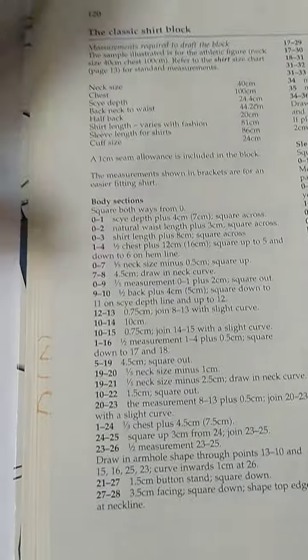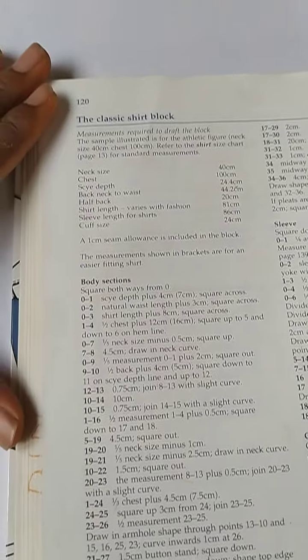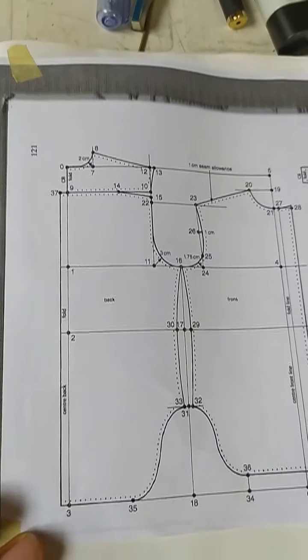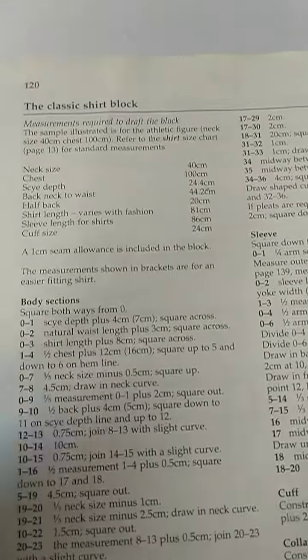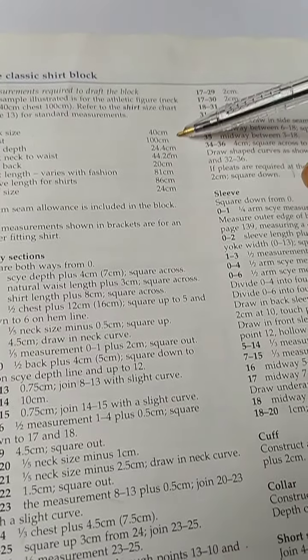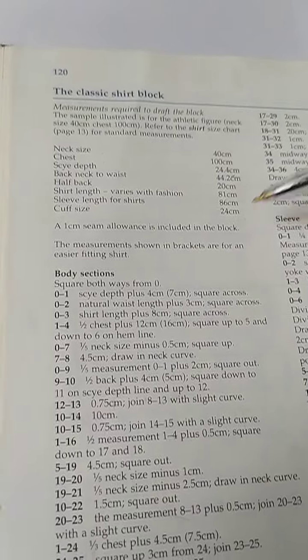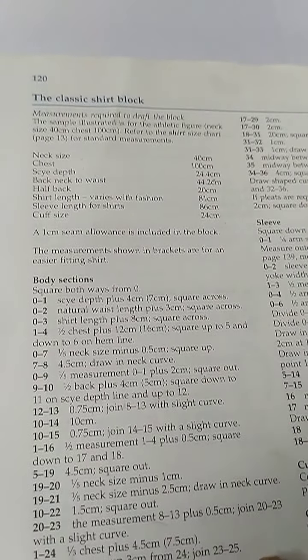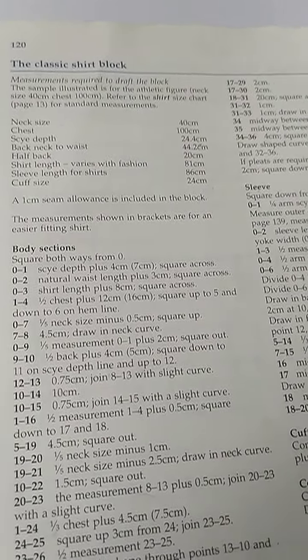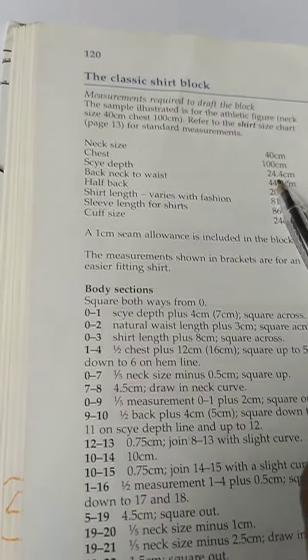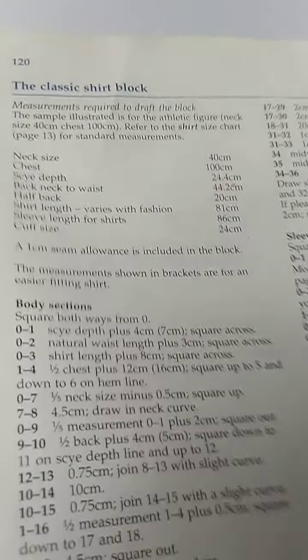Hello guys, we're going to start by drafting the class's shirt block, and this is how it will look after drafting it. So we're going to make use of all these measurements. We're going to take the calculation of the measurements and divide it by 2. For example, the side depth plus 4 centimeter. What's the side depth? The side depth is 24.4.